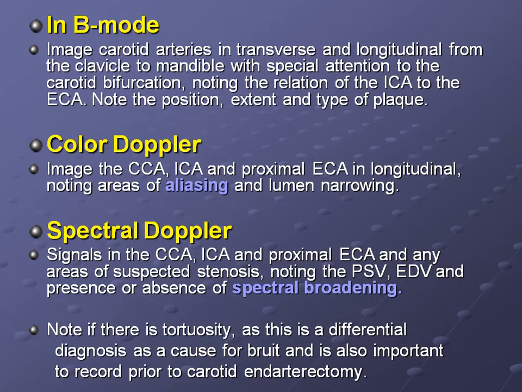When you use spectral Doppler, you should take signals from the common, internal, and proximal external carotid arteries and any areas of suspected stenosis, noting the peak systolic and diastolic velocities and the presence or absence of spectral broadening. If there is any tortuosity, you should note it, because it is a differential diagnosis as a cause of bruit, and it is also important to record prior to carotid endarterectomy.